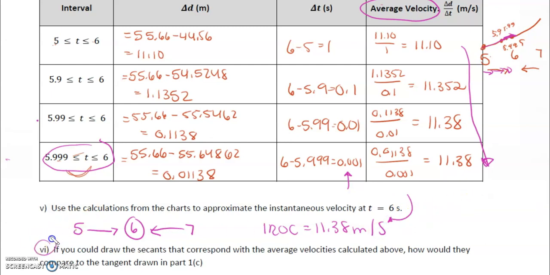And we kind of already talked about number 6. If you could draw secants that correspond with these average velocities, how could they compare to the tangent? We talked about that. As the difference in the x's gets smaller and smaller, the secant almost tends toward a tangent.